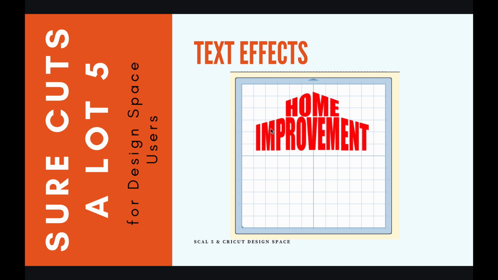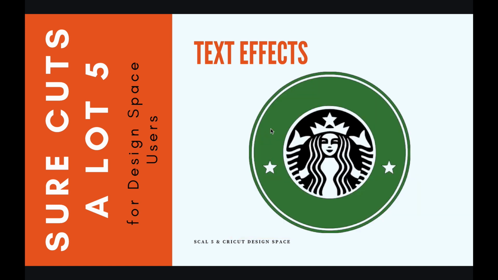So we'll go over this one, some bulging effects and stuff like that. And then we'll also do, like, everyone likes the Starbucks logo kind of effect, where you can put the text around that logo. So that's going to be pretty neat here as well. So we'll knock those two quick demos out here in SureCuts Lot 5. All right. So let's go ahead, go back to the SureCuts Lot 5, and let's start making some text effects.